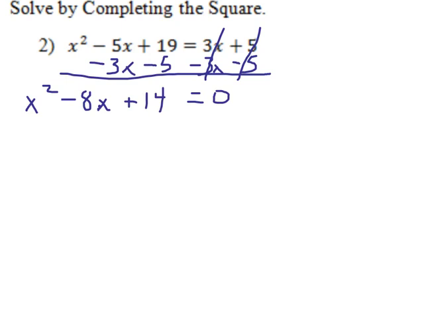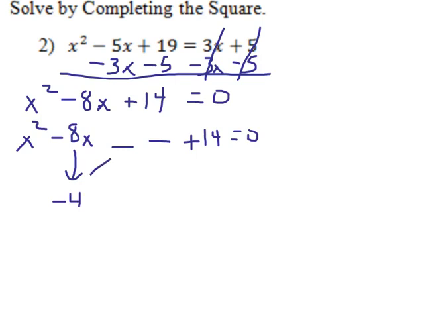Okay, so if we're going to do completing the square, once again, we put our a and b terms here first. X squared minus 8x. Leave 2 blanks, and then the plus 14 equals 0. Okay. Then what I do is always I take half of that minus 8, so that's a minus 4 that I write down right here.